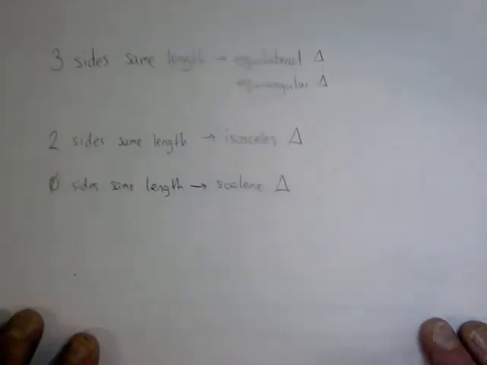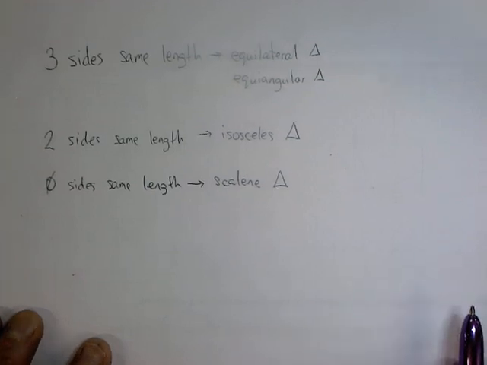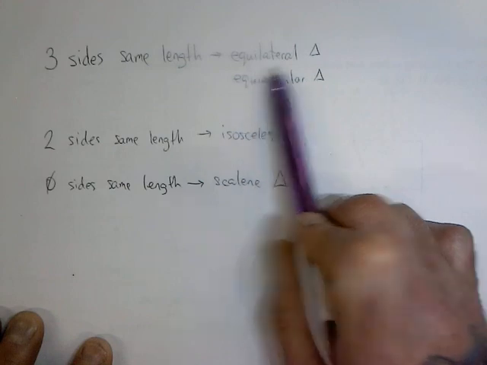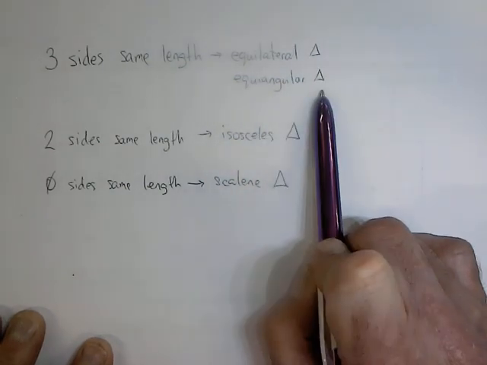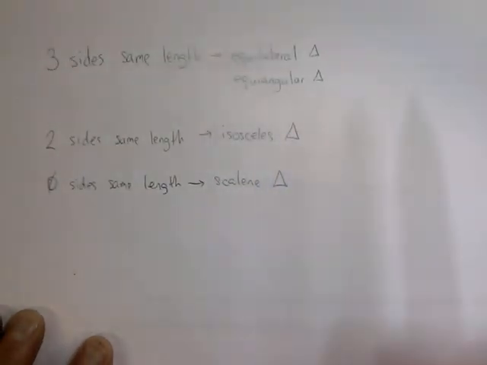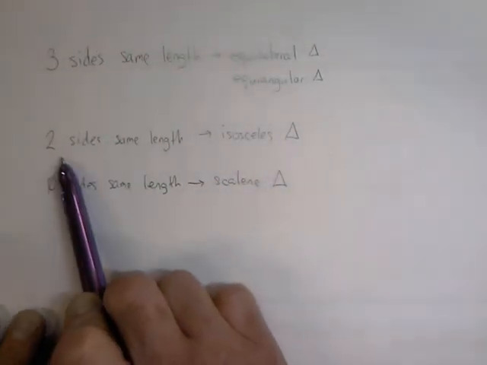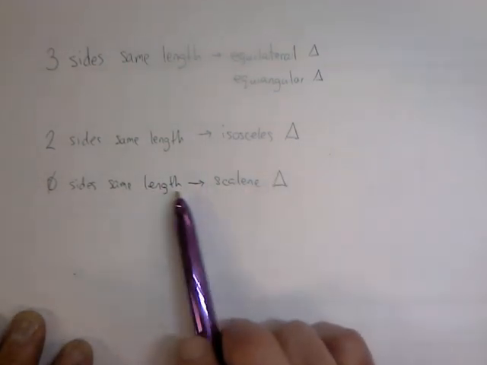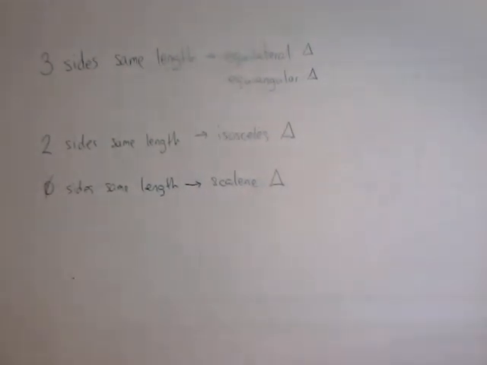Just want to leave you with this. You do need to know the types of triangles, a little refresher there. If 3 sides are the same length, that is known as an equilateral triangle or an equiangular triangle, where all sides are the same length, all angles the same measure, 60 degrees per angle. If 2 sides of your triangle are the same length, that's an isosceles triangle, and if no sides are the same length, that is a scalene triangle.